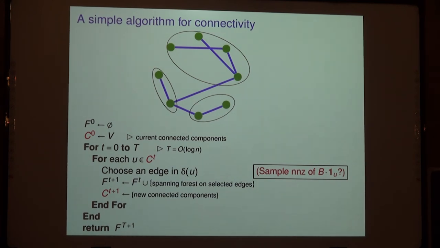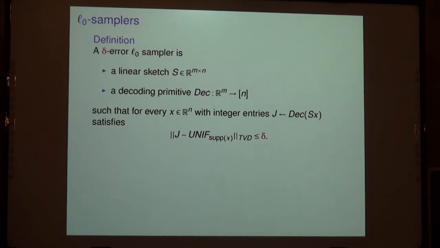Right. Good. So this is what I need. Well, luckily, this is something that has been studied in the literature, and we'll see roughly how this goes. This is known as an L0 sampler. There are various definitions of L0 samplers. Let me give you one of them. A delta error L0 sampler is the following beast.